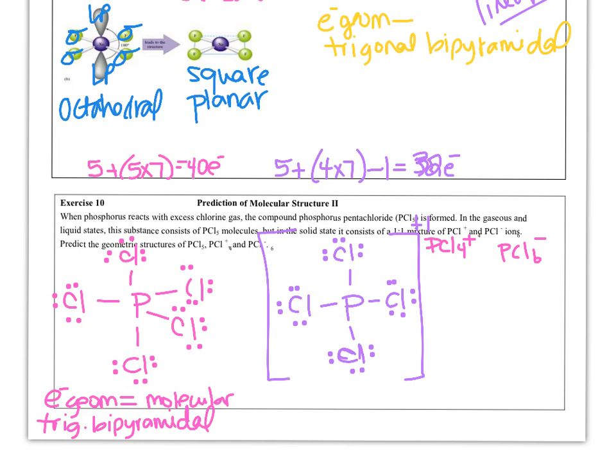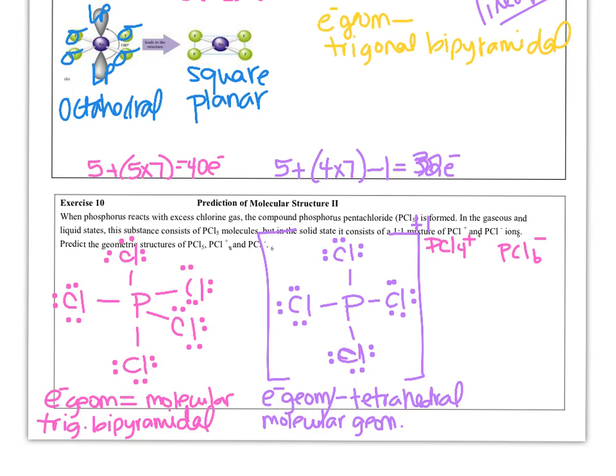So in this case, my electron geometry here is 4 things around the center. That's going to be tetrahedral. And since there's still 4 things around the center and no lone pair, that electron geometry is the same as the molecular geometry. And double check me because I am doing this on the fly, so if I made a mistake, please tell me. But I'm pretty sure I did that correctly.